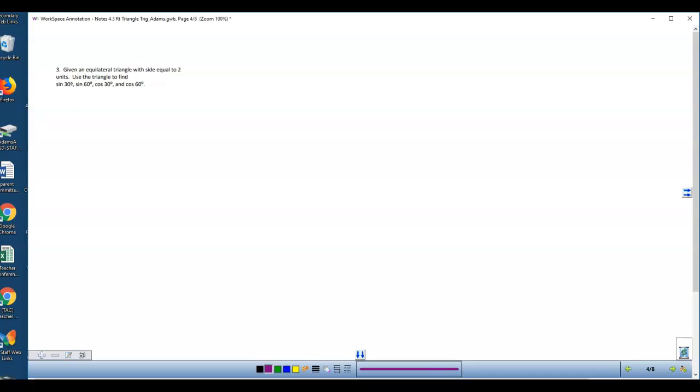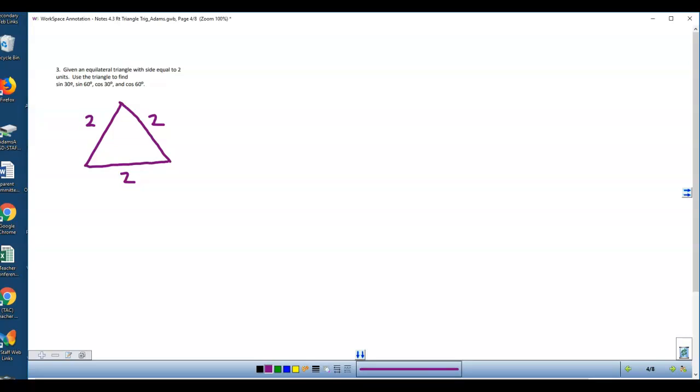Question 3 says, give an equilateral triangle, means equal sides and equal angles, with sides equal 2 units. Use the triangles to find sine of 30, sine of 60, cosine of 30, and cosine of 60. So given an equilateral triangle, we have a triangle where all the sides are the same. And we know that all the lengths are 2, so this is 2, and this is 2, and this is 2.